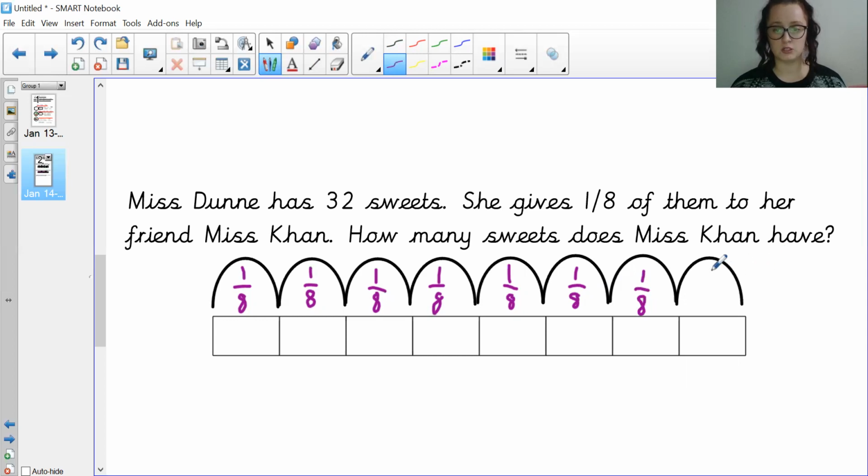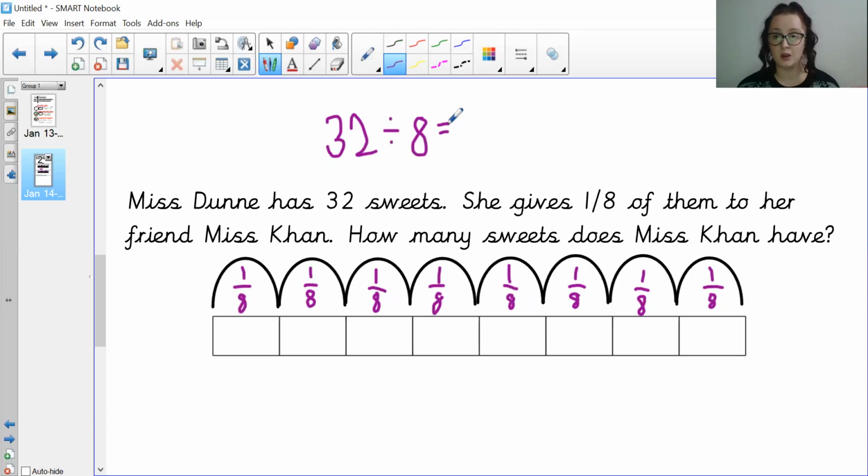Right, what we are going to do now is find out how many times 8 goes into 32, because we are looking at 8 parts to the whole, and we've got 32 sweets. So let's do 32 divided by 8. There we go.